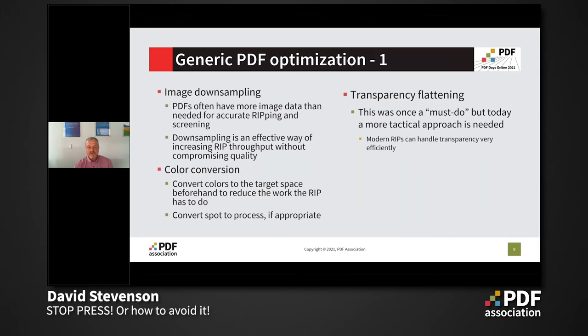Transparency flattening. There was a view at one time, when transparency was introduced into PDF, that it was absolutely necessary to flatten all transparency so there could be no risk of something going wrong with a drop shadow or whatever it might be when the job is ripped. But we've all kind of grown up a bit more now, and we're used to transparency, and rips can handle it very efficiently these days. So there's no particular need necessarily to flatten transparency, but there can be situations where you do need to do it, as I've spoken to earlier. And I'll come back to transparency in a second.